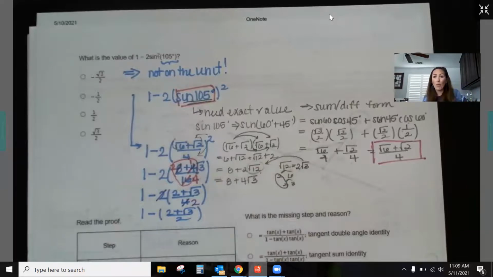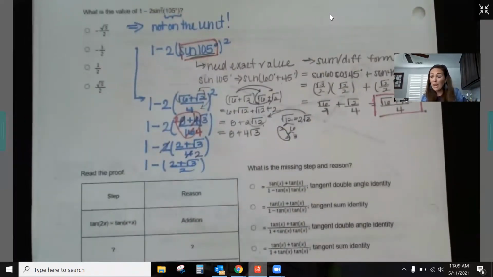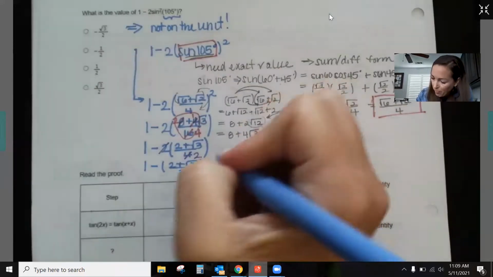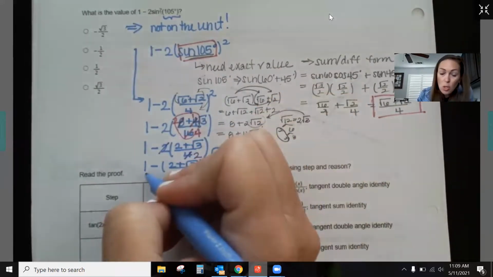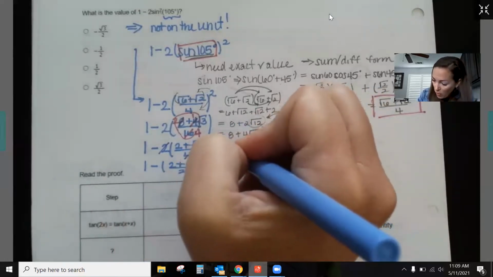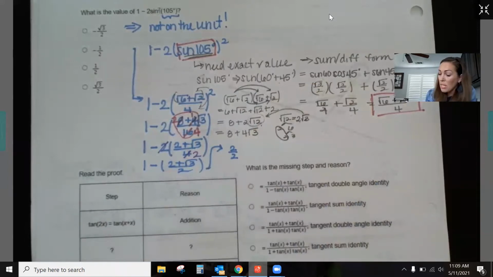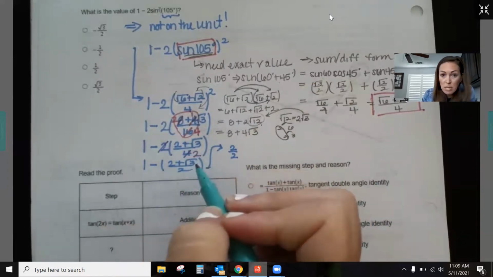I need to get this simplified further, so I need to get a common denominator. So I'm going to move up here just to give me some space. So I'm going to rewrite this as 2 over 2. Now, I'm also going to make sure to point out something here, that it's minus this quantity. It's minus this whole thing.